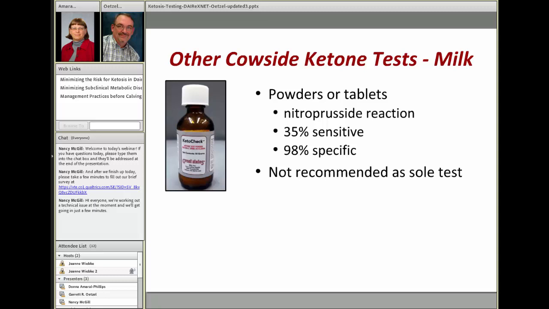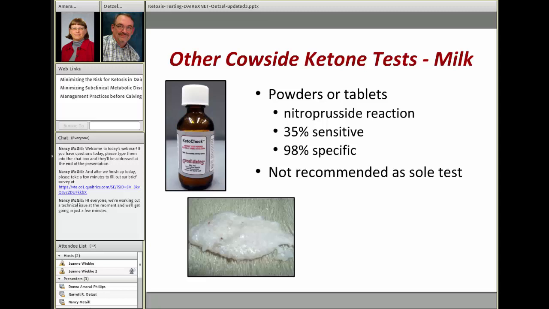There is a milk test. In fact, there are a couple different ones there. The first one I'm going to talk about is a nitroprusside powder. Occasionally you see that in tablets in other parts of the world. You look at the literature on this, it varies a lot, but it averages out to 35% sensitivity, very good specificity, but that 35% sensitivity is a stopper. We can't use this as the sole test because we're missing almost 2/3 of our cows. There are some herds that use this, and the problem is most of them come up negative.